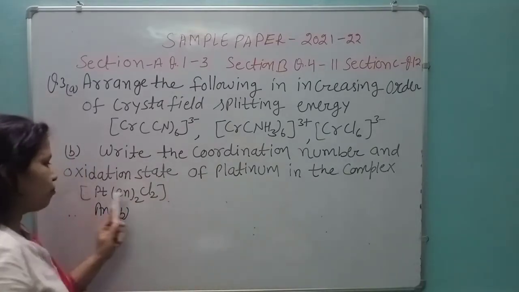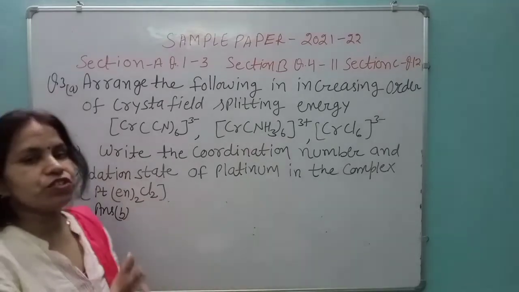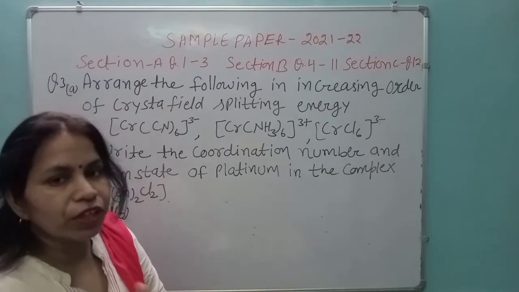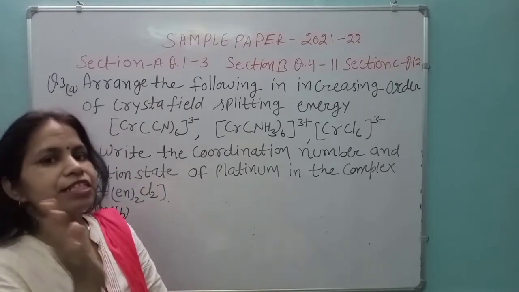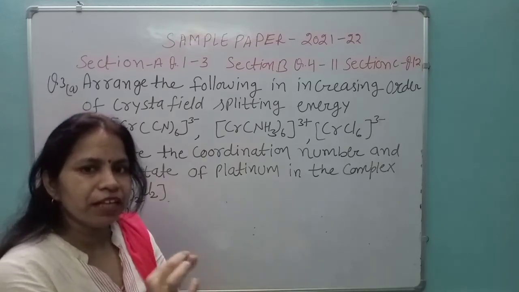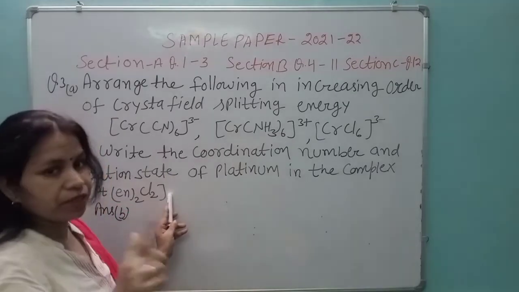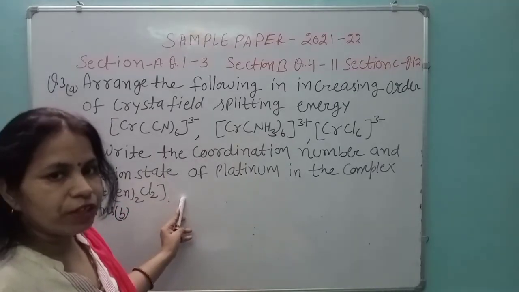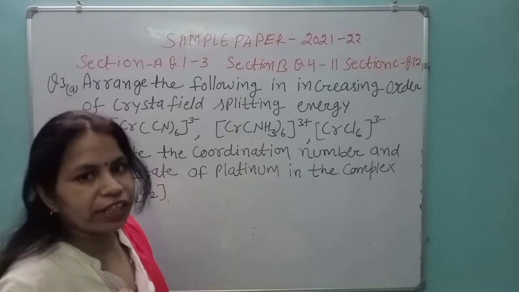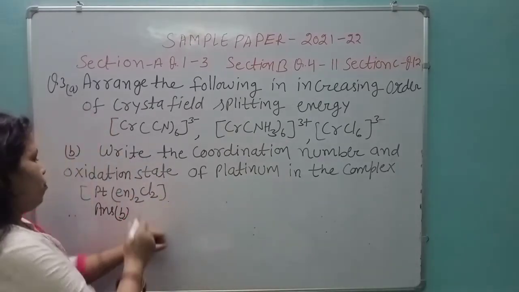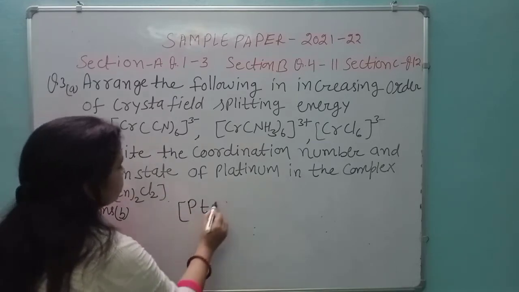Coordination number is always present in the coordination sphere. Whatever ligands are in the coordination sphere, that is your coordination number. This is the secondary valency, and secondary valency is represented by a strong solid line, and the primary valency, after the bracket, is the ionizable valency, which is represented by a dotted line. So what is the complex? First of all, write down the complex.